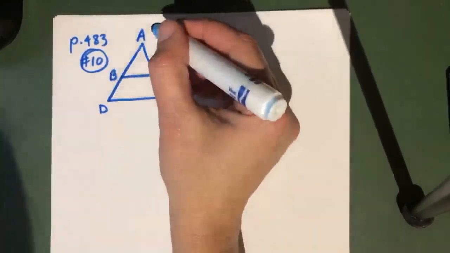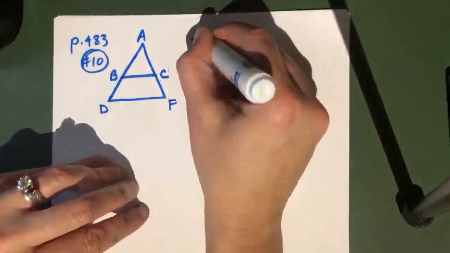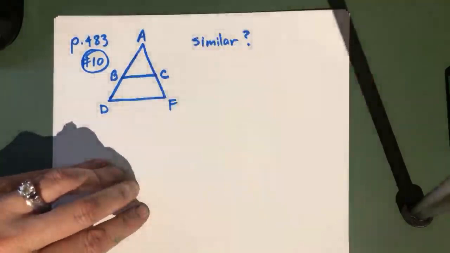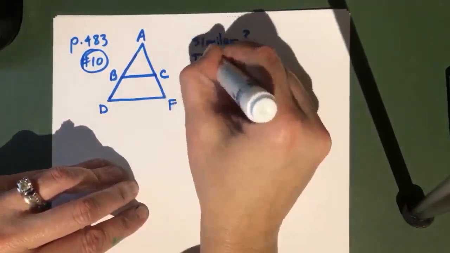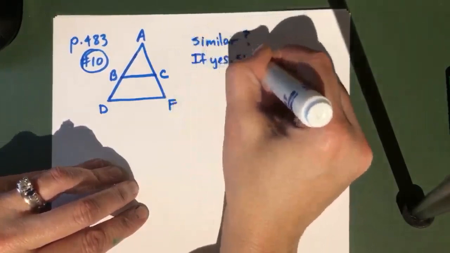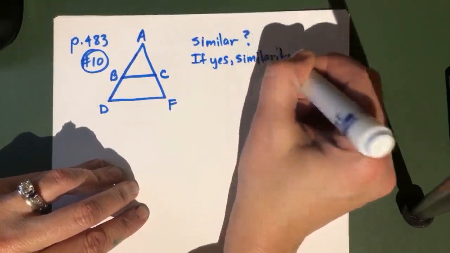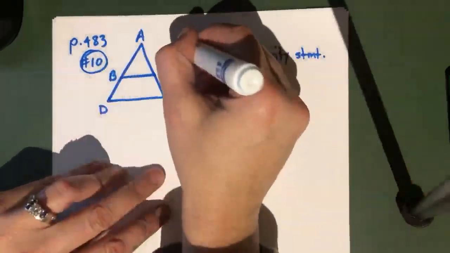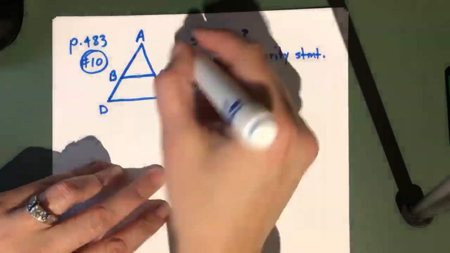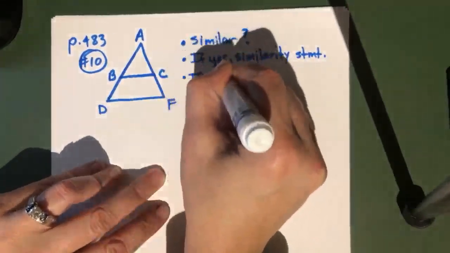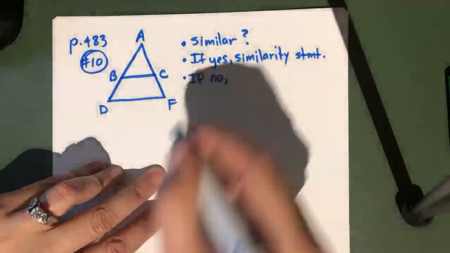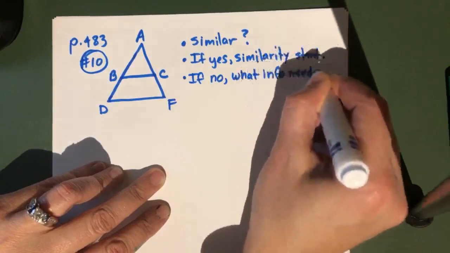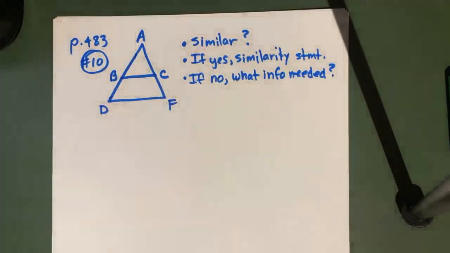So the instructions say, first of all, are they similar? So you need to know, are they similar, yes or no? That's the first question. If yes, you need a similarity statement. And remember, the similarity statement is just blank, blank, blank is congruent to blank, blank, blank, or similar to blank, blank, blank. Okay? If not, if the answer is no, what information do you need? What info is needed? Okay?